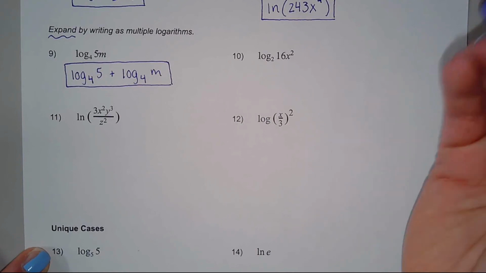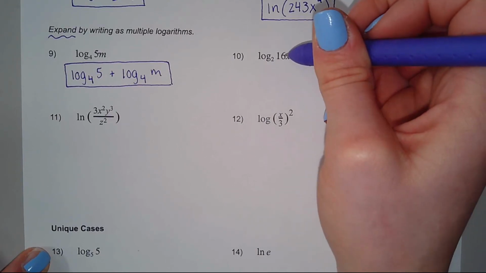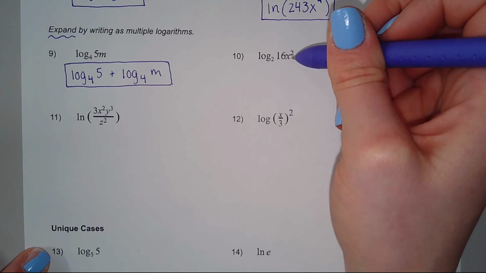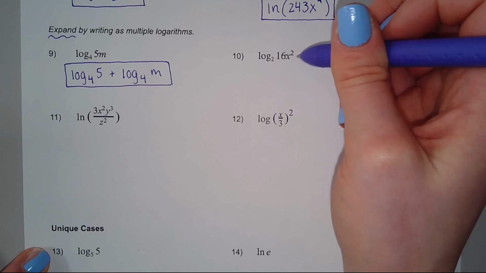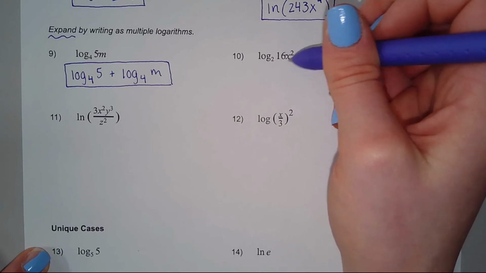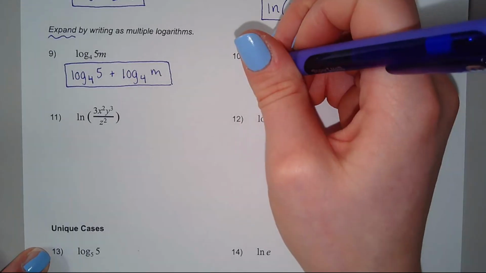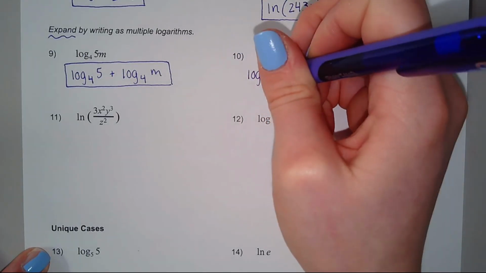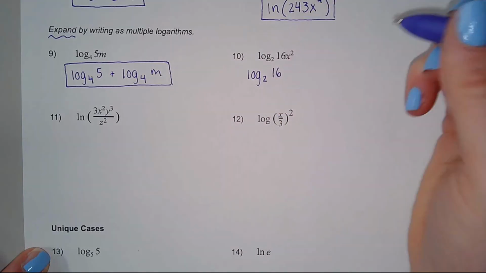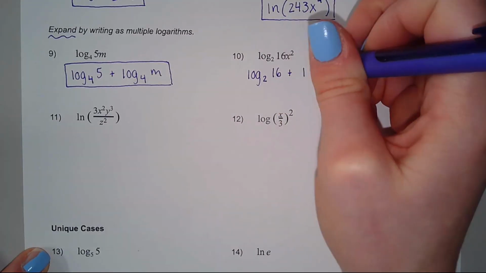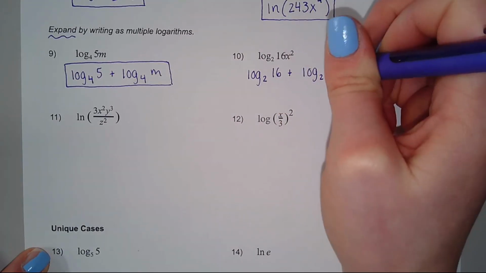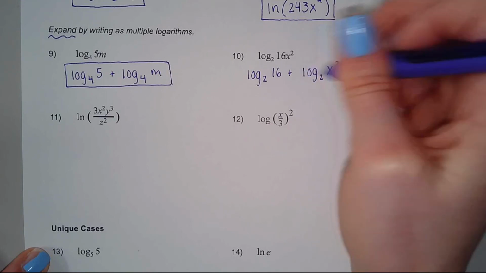Here, I note 2 operations. One is multiplication, so I'm doing 16 times x squared. And then we also have this exponent. I'm actually going to undo that multiplication first. So I'll go ahead and do the log of 16. Again, my base will stay 2, and we'll add that to the log base 2 of x squared. So I'm separating that 16 and x squared.